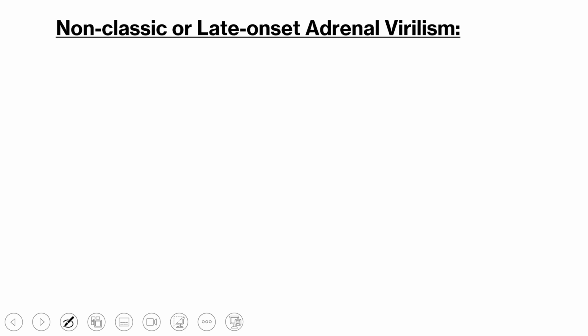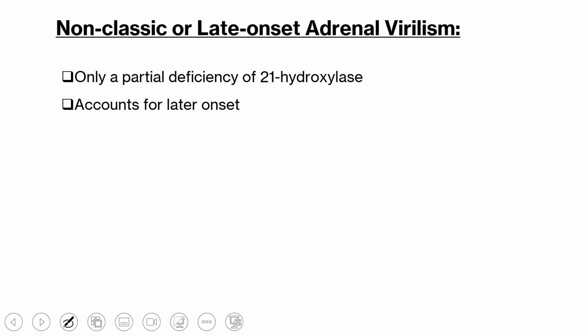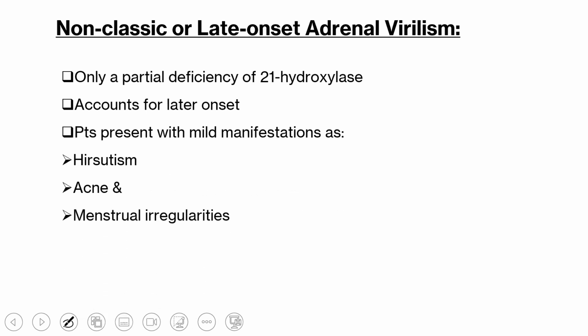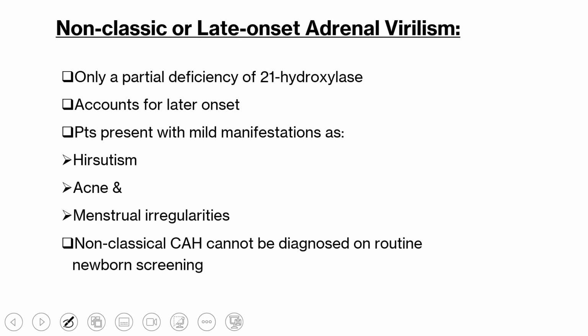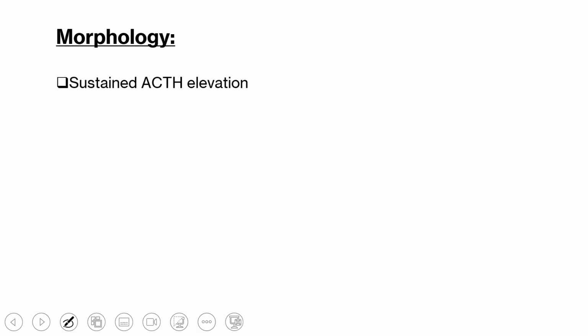And in non-classic or late onset adrenal virilism, we can see only a partial deficiency of 21 hydroxylase, and this accounts for late onset, and patients may present with mild manifestations of hirsutism, acne, and menstrual irregularities. And non-classical congenital adrenal hyperplasia cannot be diagnosed on routine newborn screening. And in the morphology, we can see there is a sustained ACTH elevation due to absence of the feedback inhibition due to the low cortisol production.